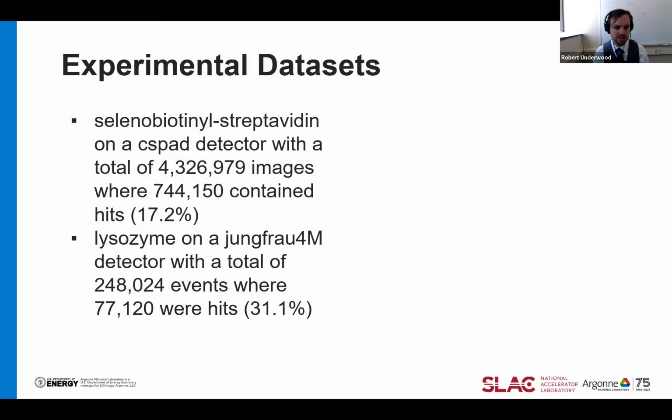We're going to look at two data sets today. Forgive my pronunciation, Cibolitol strativiticin, coming from a CS-PAD detector, which is a slightly older style detector, if I'm understanding correctly. This data set has approximately 17% hits, so there's a fair bit of data that can be reduced using non-hit rejection. And then we also look at lysosine, which is an MR problem that we mentioned earlier on, on a slightly more advanced detector, the Jungfrau 4M, with a slightly higher hit rate.